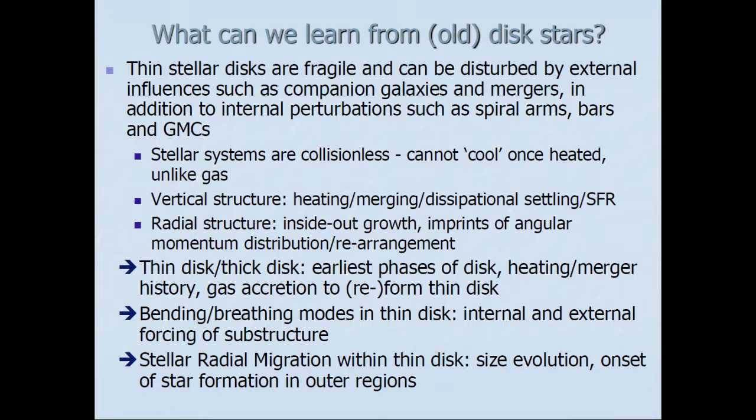We'll discuss that this can tell us about what's causing substructure in the thin disk, and then, as I just briefly mentioned, stellar radial migration within the thin disk as a response to these perturbations. So all this is in the structure of thin and thick disk in galaxies.